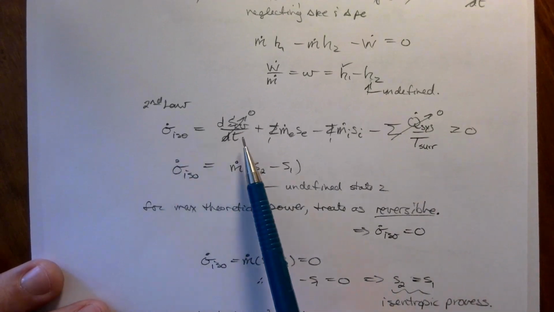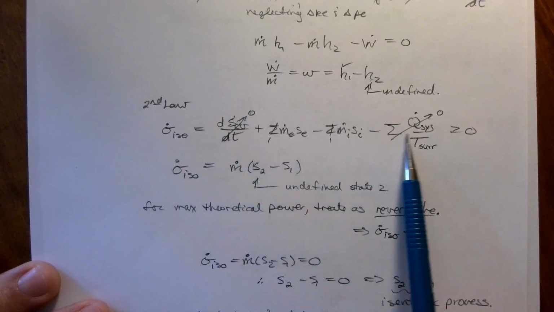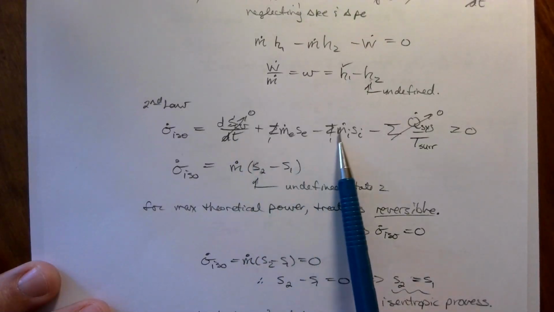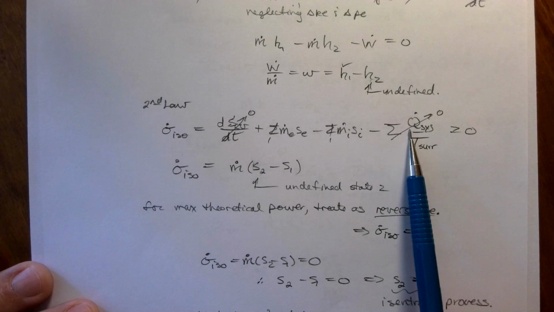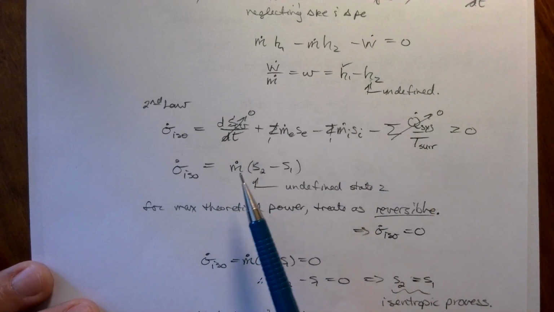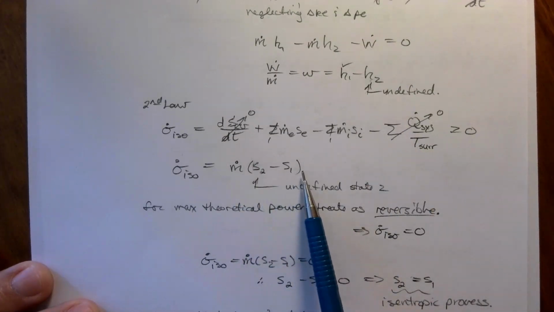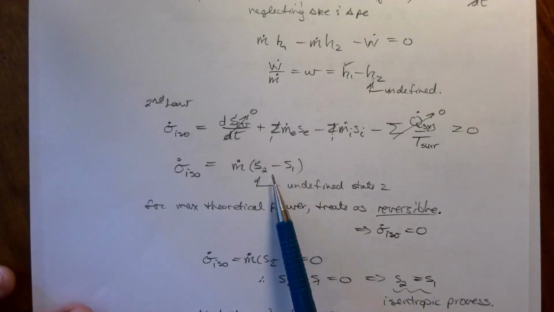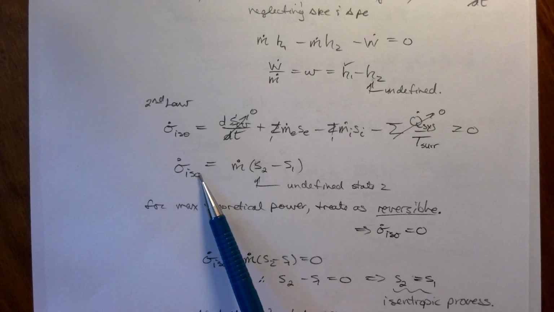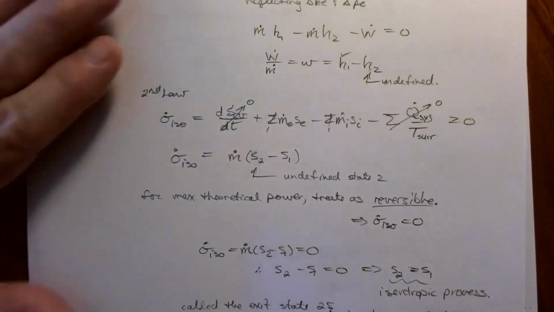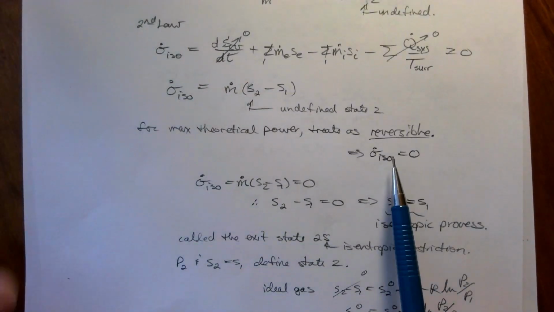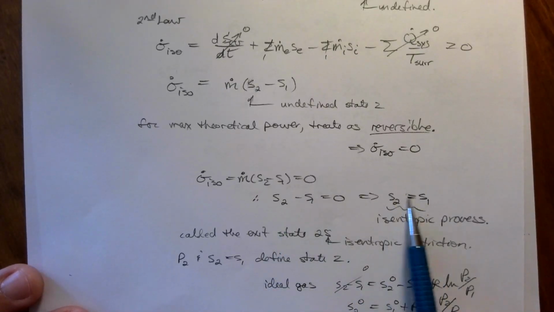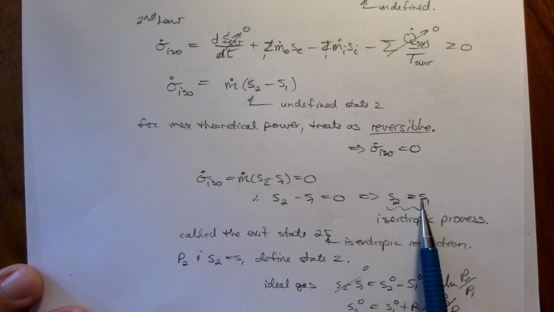So the second law, sigma isolated, is equal to, there's the second law equation. Steady state, so that's gone. One exit and one inlet. It's adiabatic, that term is gone, so we're left with just M dot times S2 minus S1. To force the maximum power, we're going to set this sigma dot isolated equal to 0. So that means S2 has to be equal to S1, so we're going to say it's an isentropic process.